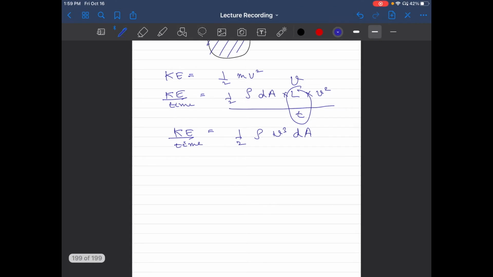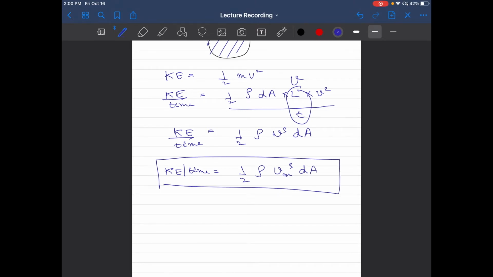If we use the mean velocity to calculate this KE per unit time, this expression simply becomes half rho V mean cube dA. Now this is a less accurate description of kinetic energy per unit time because we are just using one representative value for the entire cross section, although there are a lot of variations in the velocity, and we say that this is KE mean per unit time, just using mean velocity.